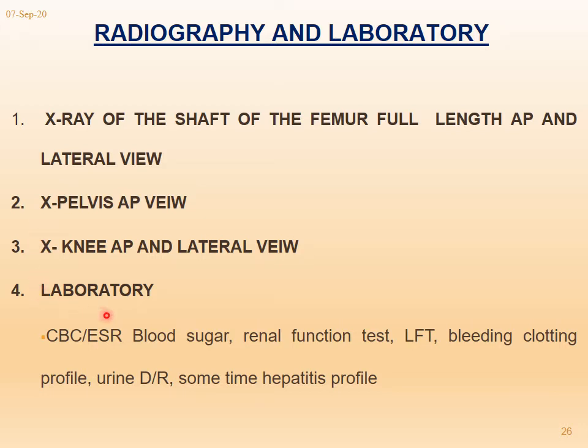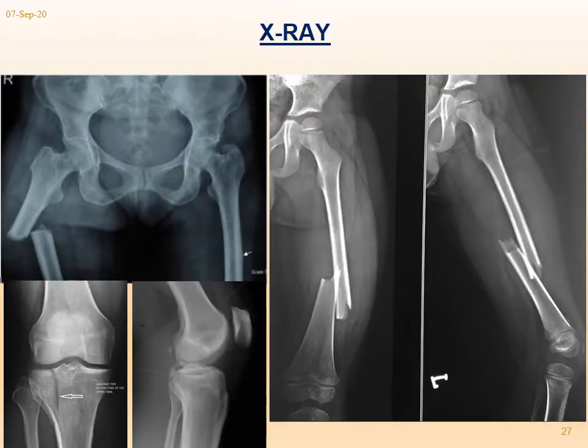We do laboratory tests: CBC, ESR, blood sugar, renal function test, liver function test, bleeding and clotting profile, detailed urine report, and sometimes hepatitis profile as well. This is the fracture femur full length AP view showing a fracture in the mid shaft area, and shortening takes place because of overriding of the fracture fragments.